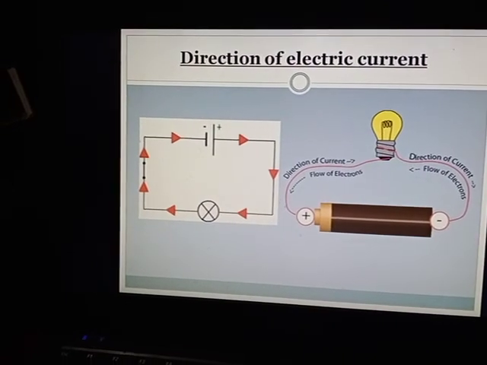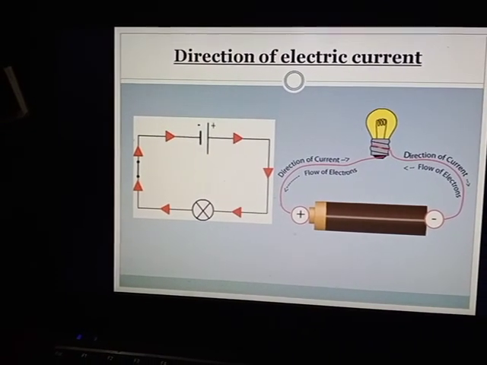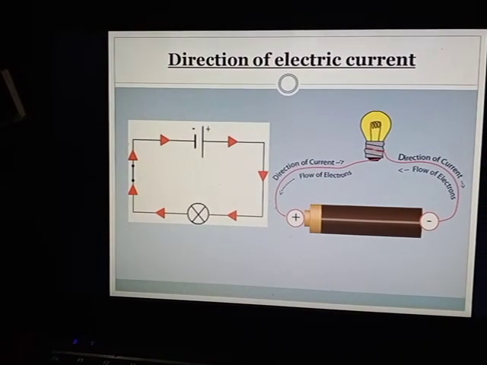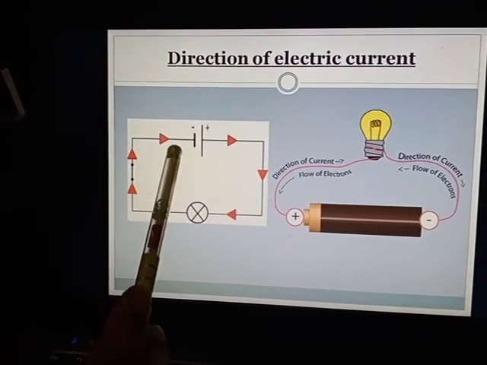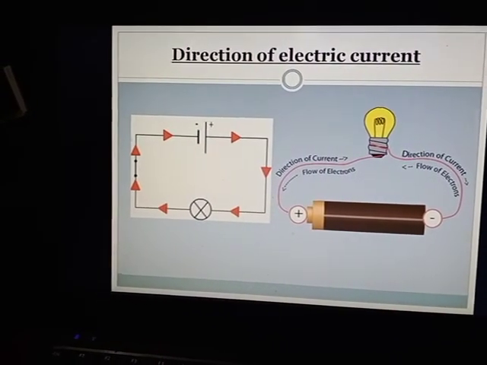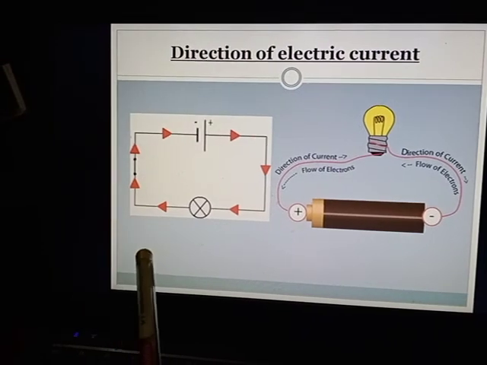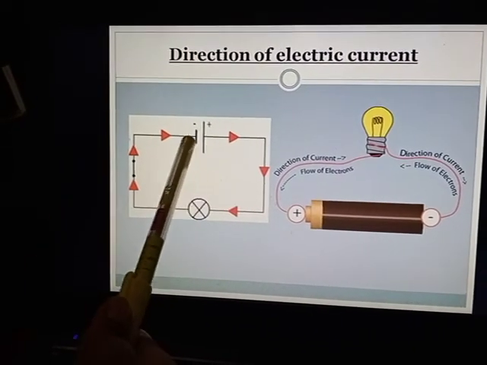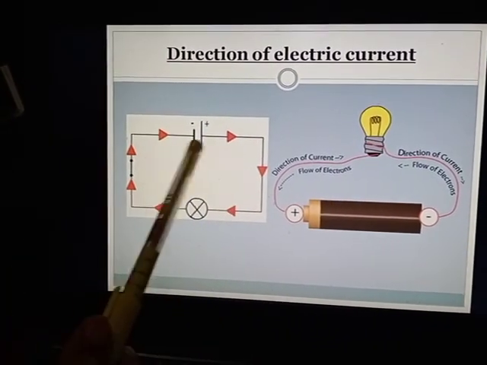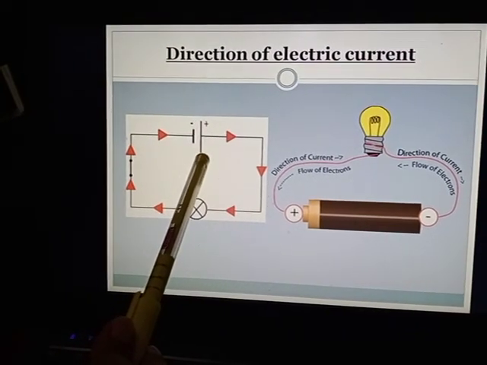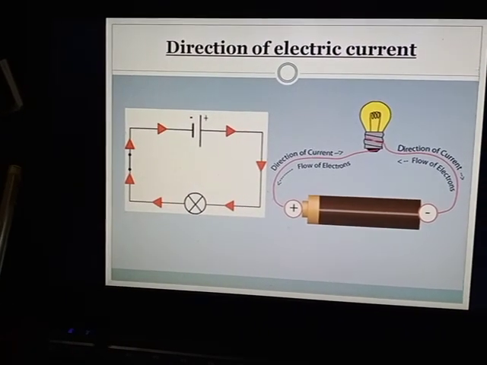Now, what is the direction of the electric current? The direction of the electric current is from the positive to the negative terminal of the cell. I will tell you about the cell in the next slide. So this is how electric current will flow, from the positive terminal to the negative terminal of the cell.